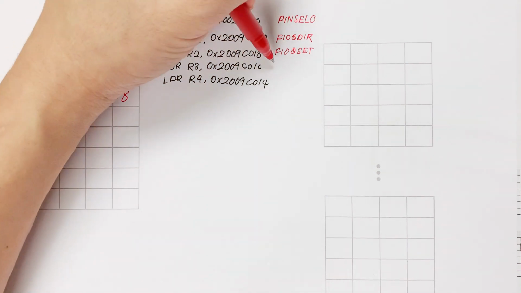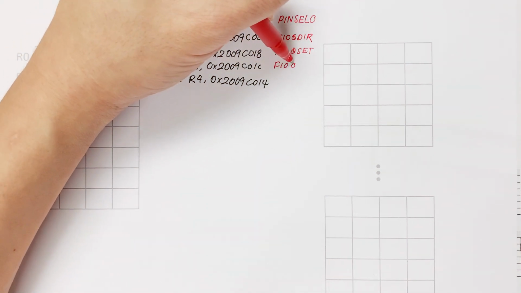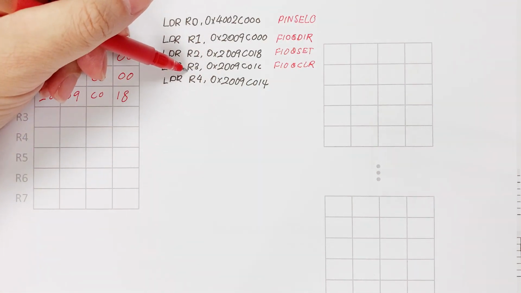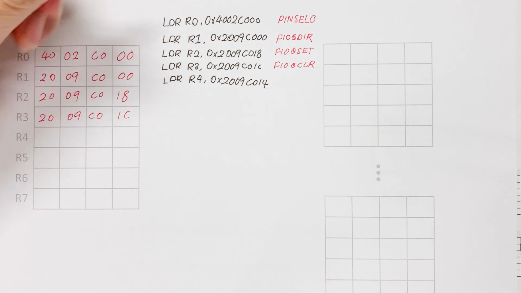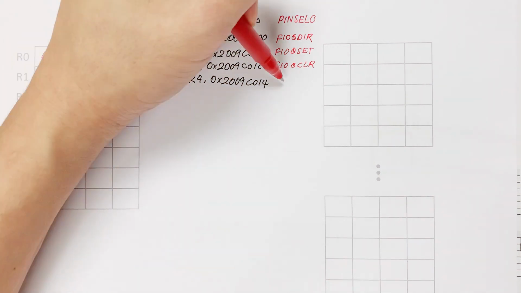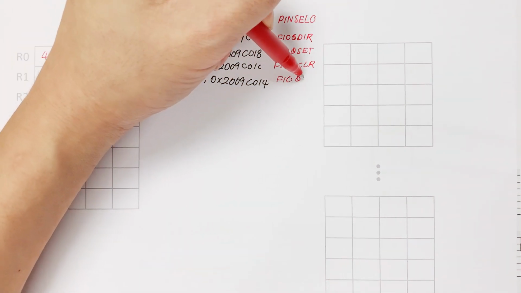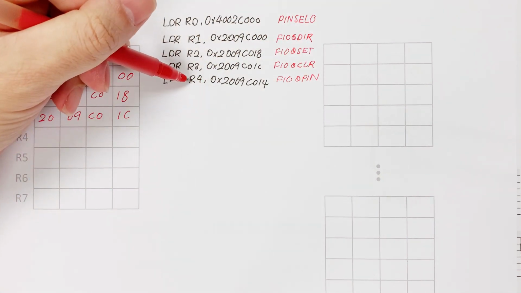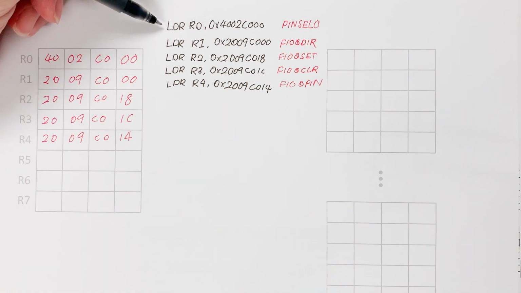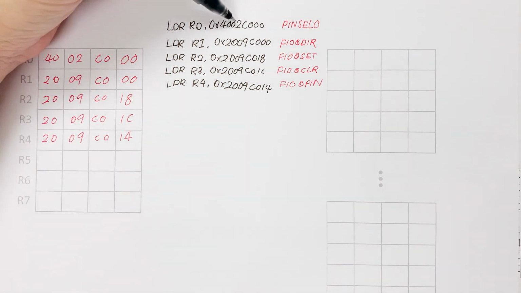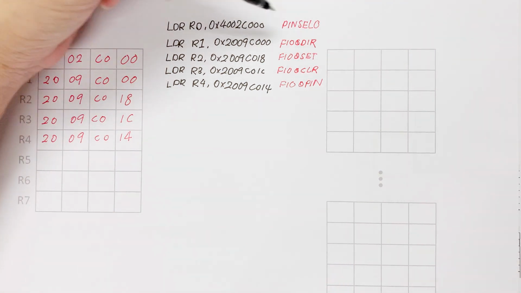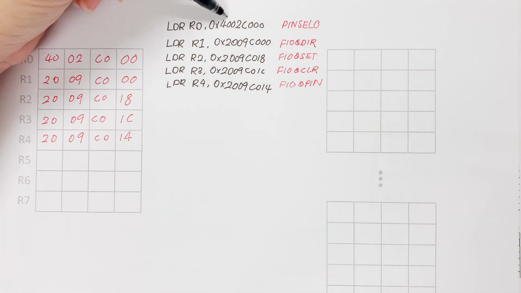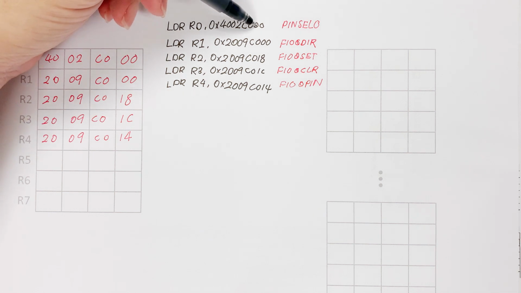And then we have the value, the address for FIO 0 clear register, and the address is written into R3. And lastly, we have the last address for FIO 0 pin registers, and the value is put inside register 4. Just now we have determined the value that we need to put inside FIO select registers, and the value is 0. So we need to store 0 into 4002 C000.